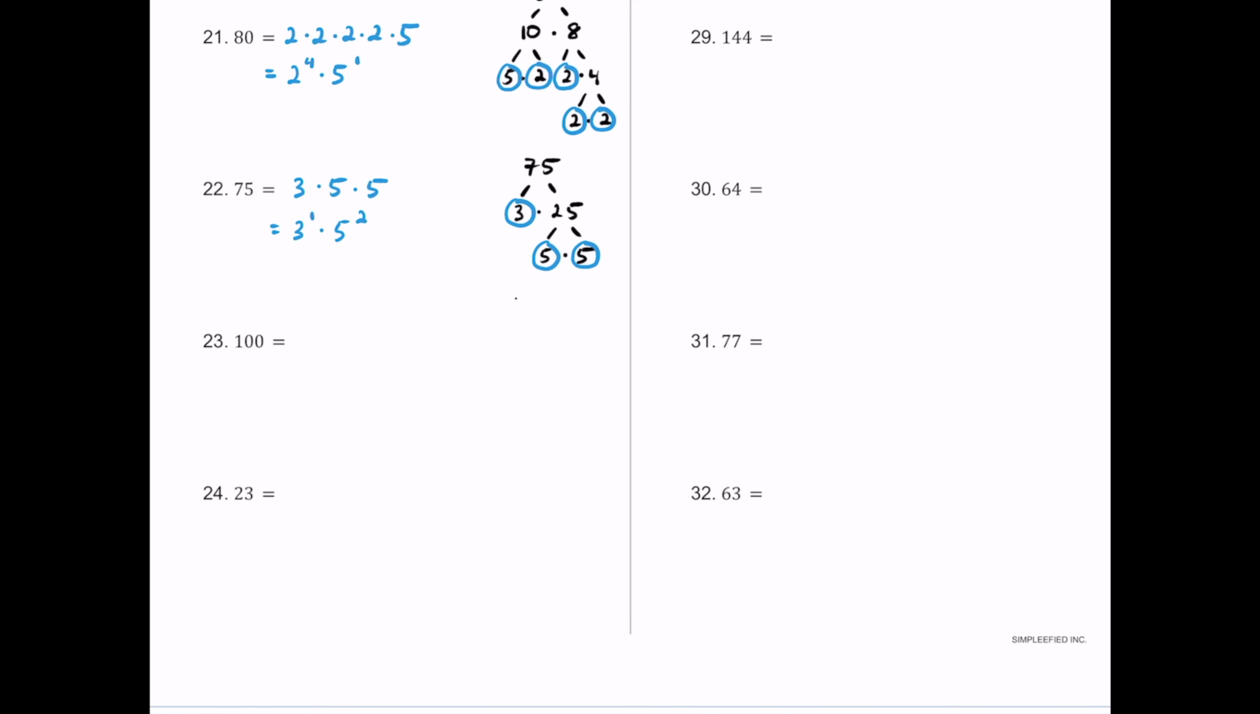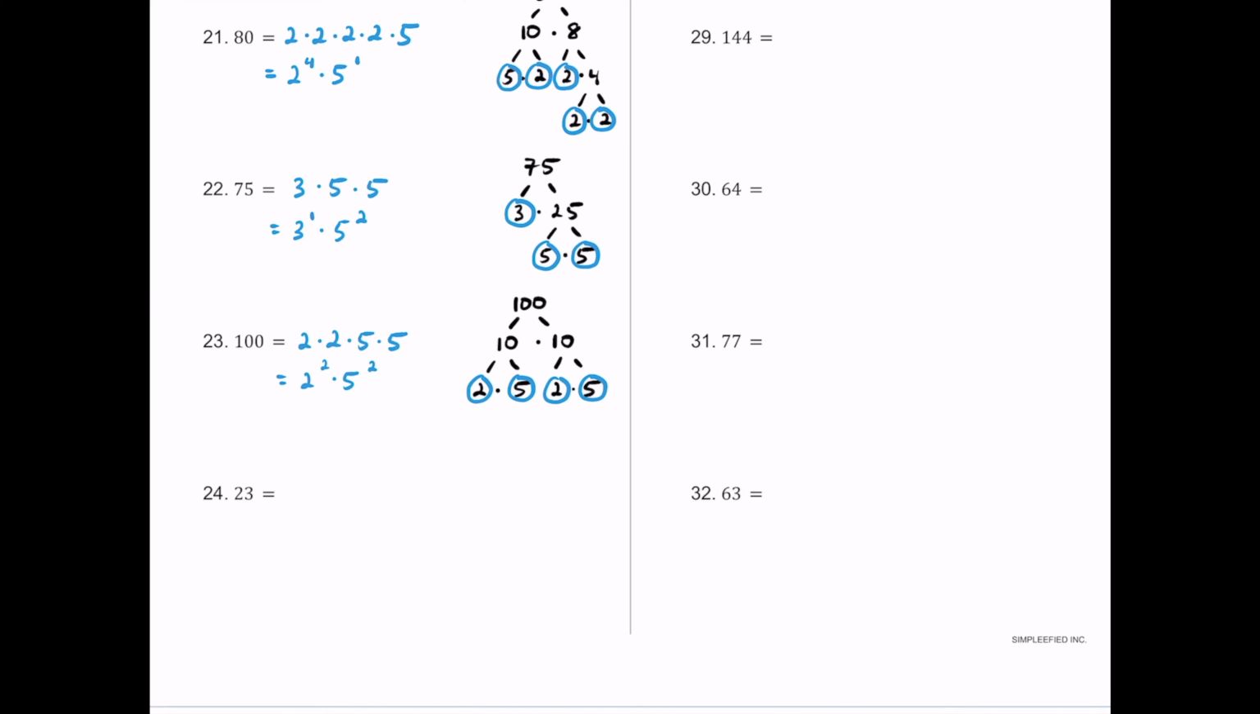For number 23, we have the number 100, and I'm going to go ahead and break that down into 10 times 10. And 10 will break down into 2 times 5. Those are both prime factors. And then I'm going to take this 10 over here, do the same thing, and say that's going to be 2 times 5. So we have these prime factors, and I'm going to say this is going to be 2 times 2 times 5 times 5. This is also known as 2 to the second power times 5 to the second power.